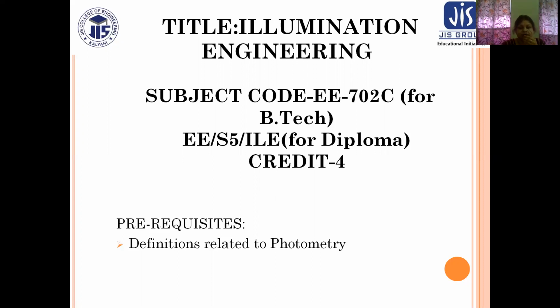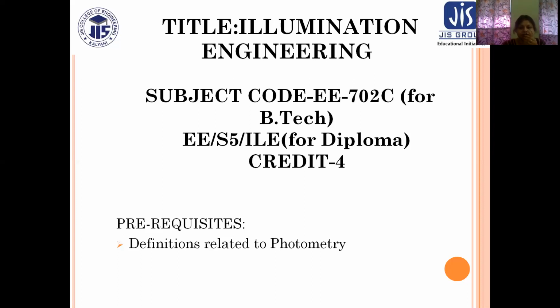Illumination is denoted as E. E equal to total flux by illuminated area. That means illumination is a property by which the human eye can recognize any object. That means when light falls on an object, after that the human eye can recognize the identity of that object.